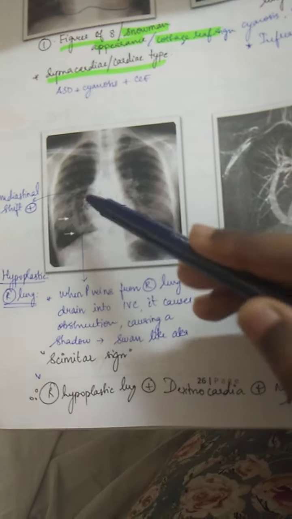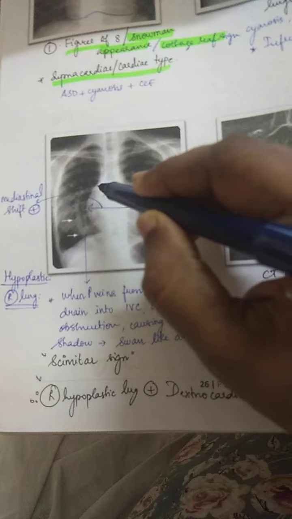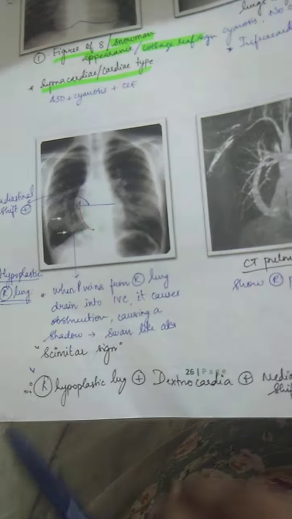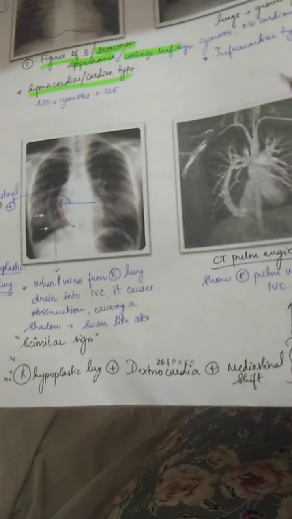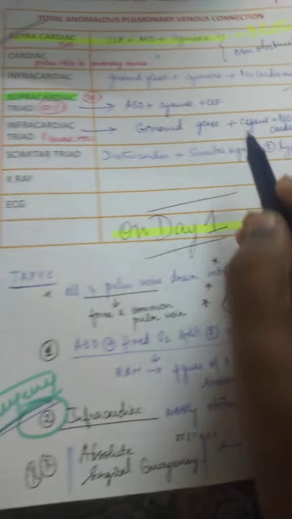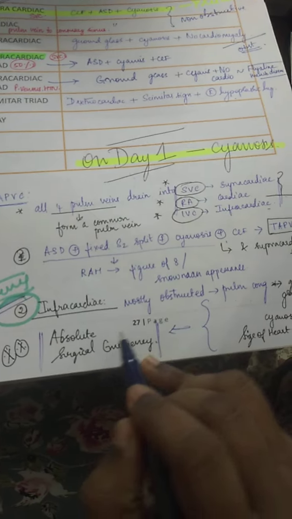See, this is known as the scimitar sign. This is known as the scimitar sign. So right hypoplastic lung, dextrocardia, and mediastinal shift, and all these things will be present. This is known as the scimitar triad. Right hypoplastic lung, dextrocardia, scimitar sign will be present.